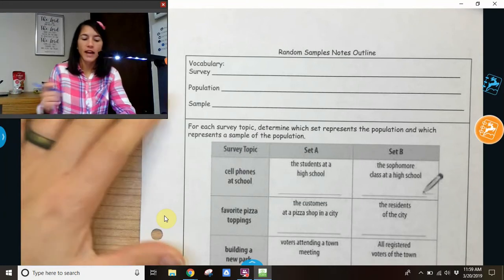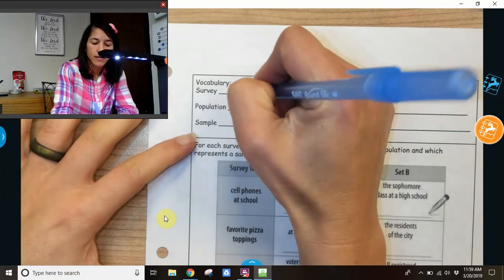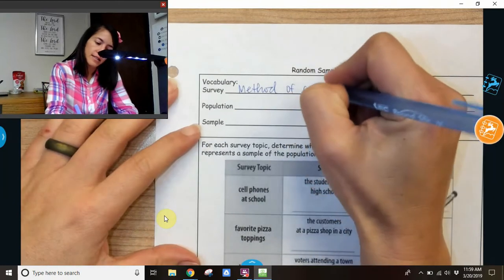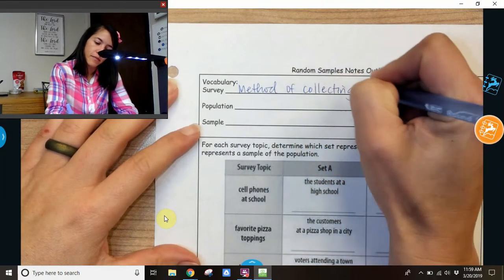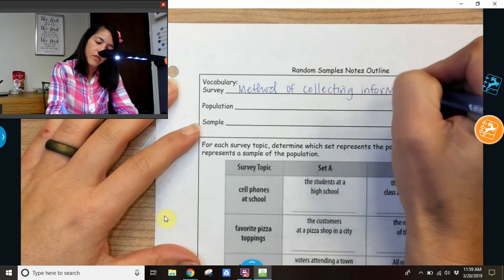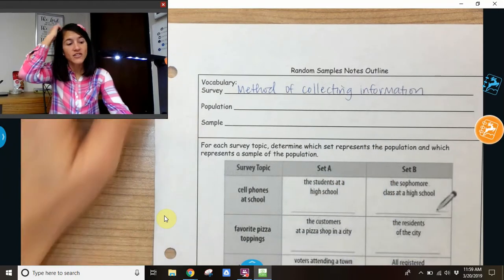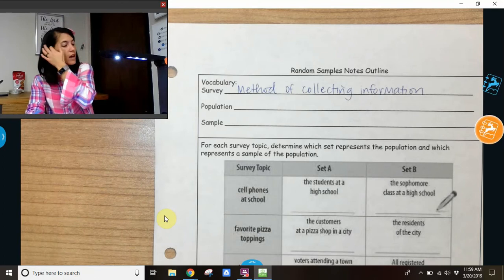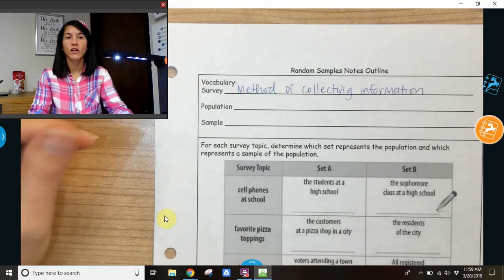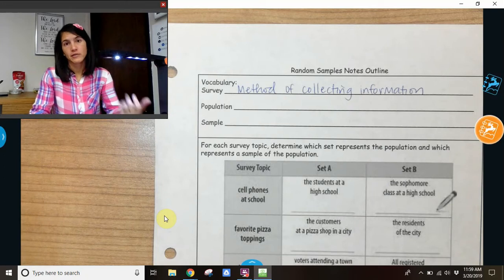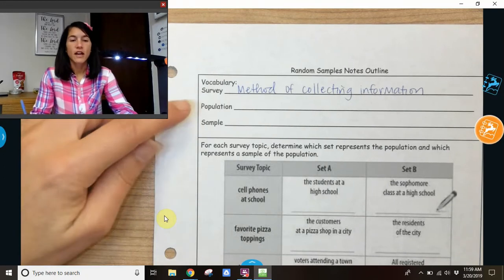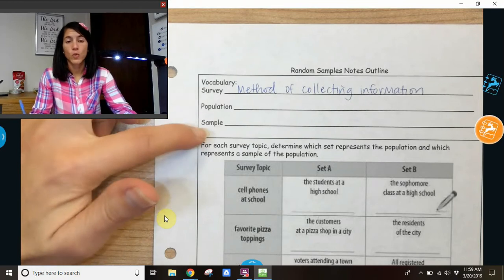But a survey is a method of collecting information. A survey is a method of collecting information. So now, because we live in the 21st century, most surveys are done electronically, but you could still have a paper survey. Then there's two more words.